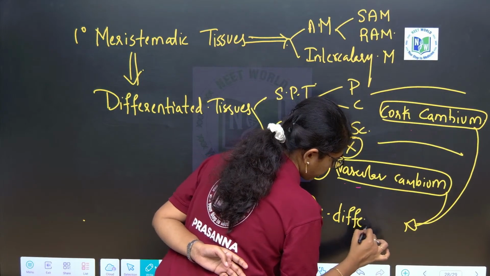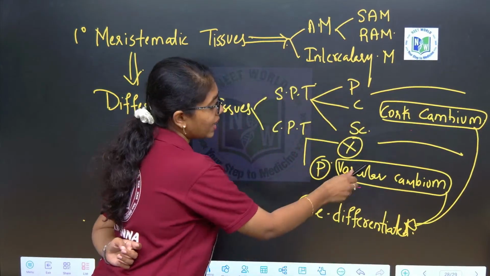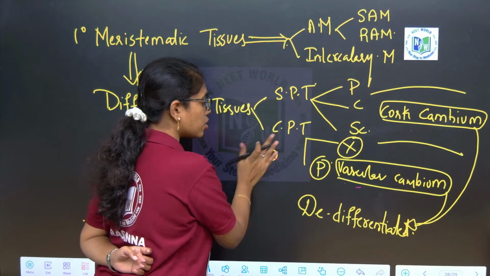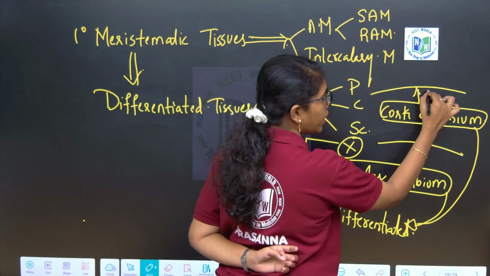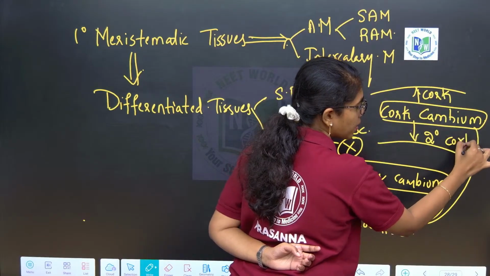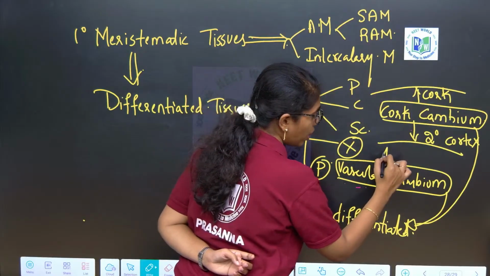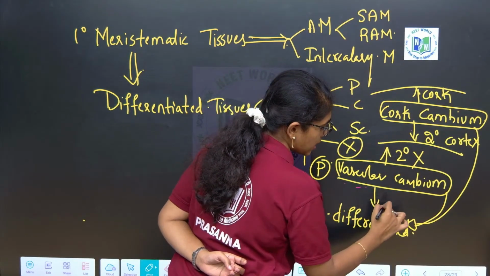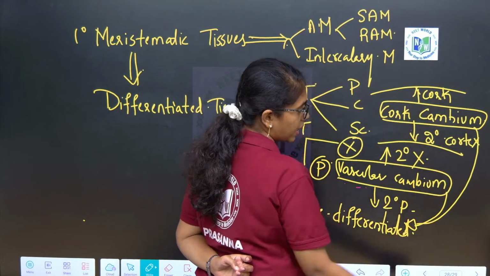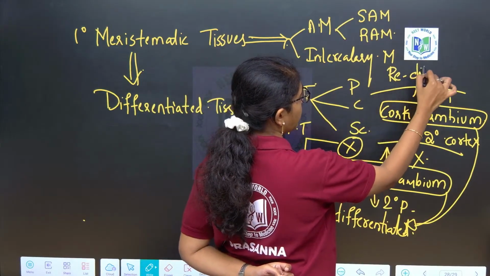Dedifferentiated. Fine. So, they divide to form new cells and they will form differentiated cells again, like cork cambium is forming cork cells and secondary cortex. Vascular cambium is dividing and forming what? Secondary xylem and secondary phloem. So, all this cork, secondary cortex, secondary xylem, secondary phloem, these are what? Redifferentiated. What are they?